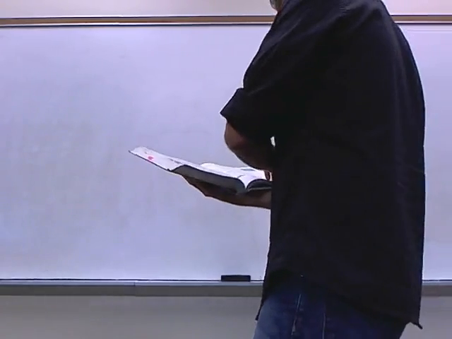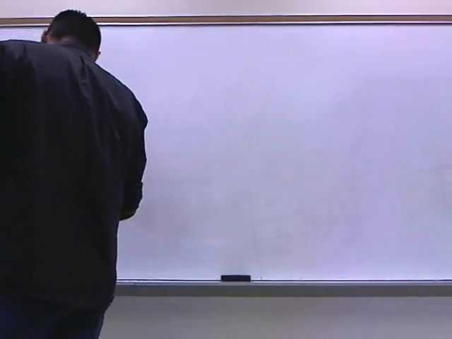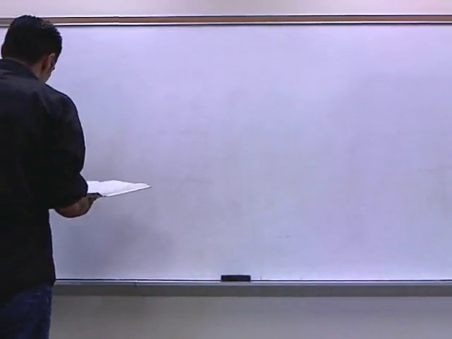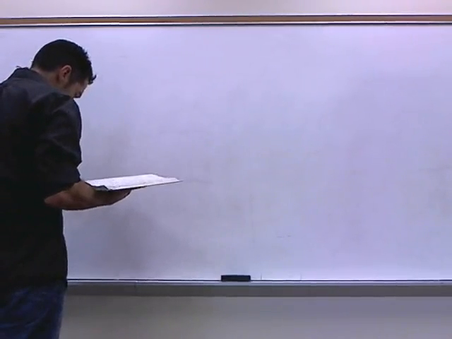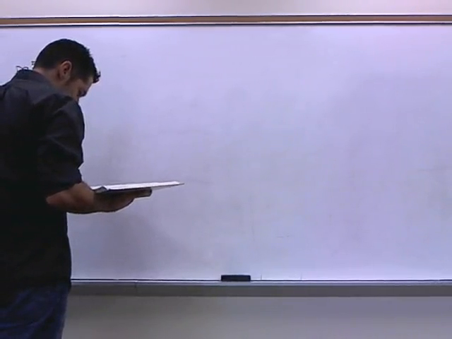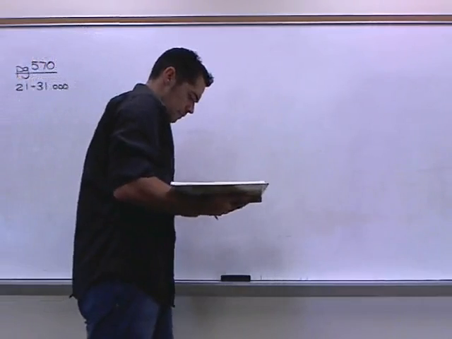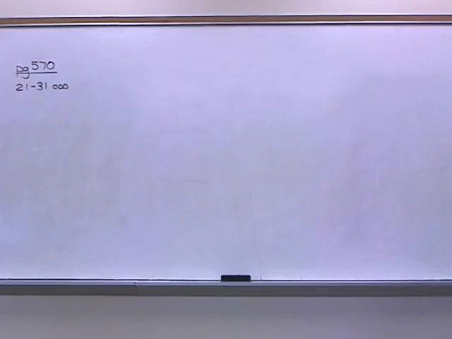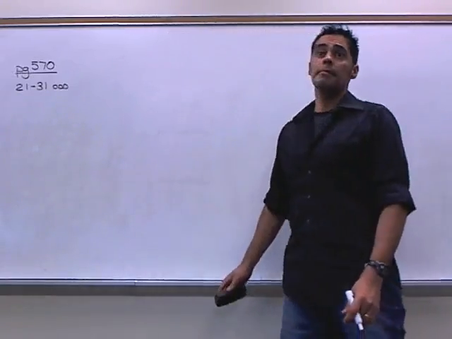So 8.6. The homework here is page 570, and you can look at 21 through 31 odd.